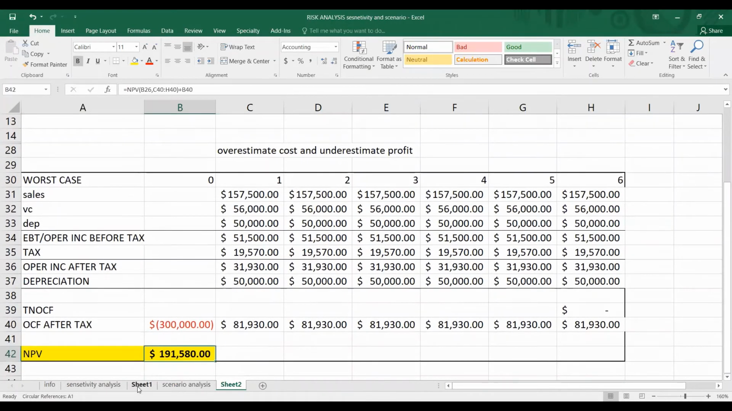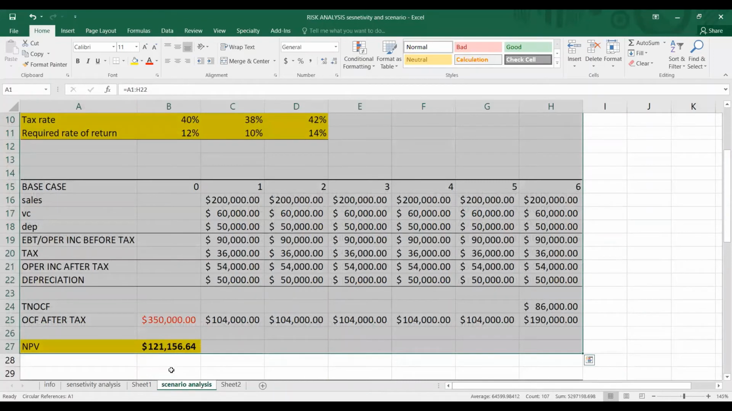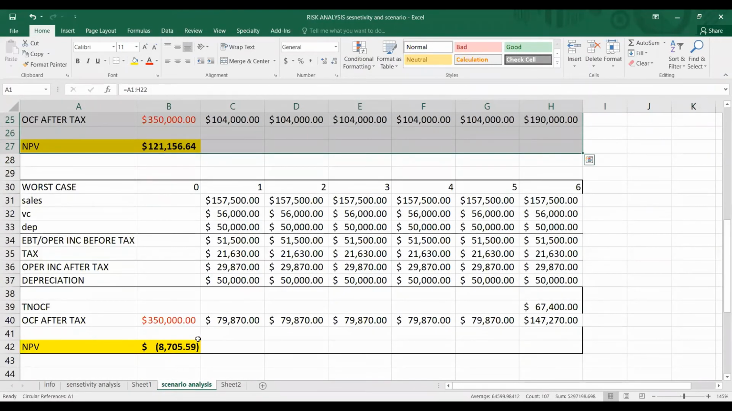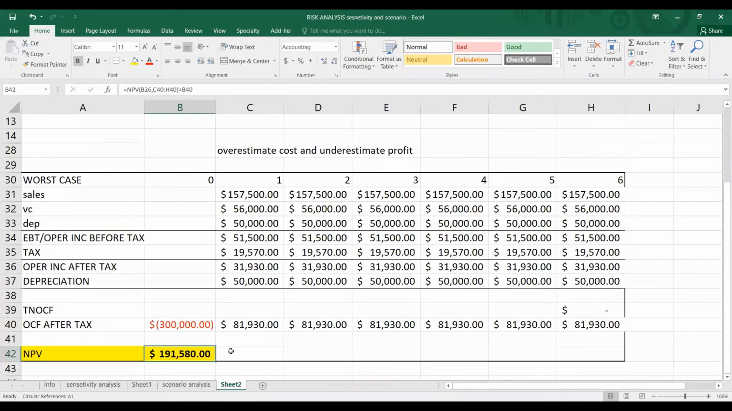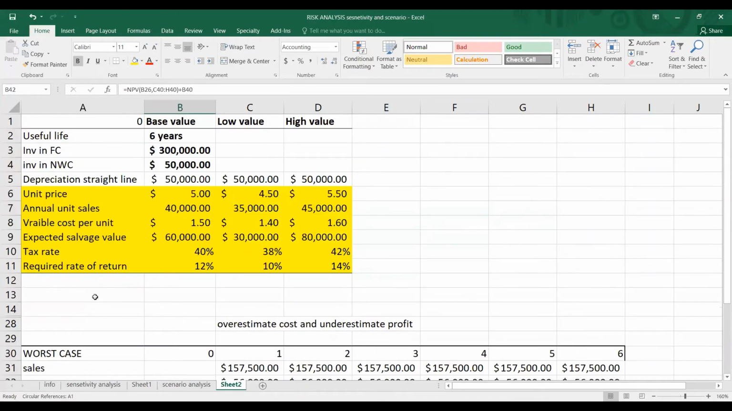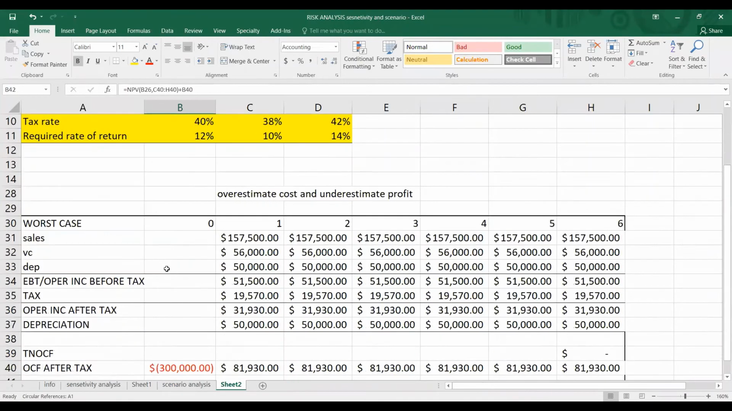So here we've got. Sorry, I forgot. Can you repeat what TNOCF is? It's the terminal non-operational cash flow. Oh, thank you.